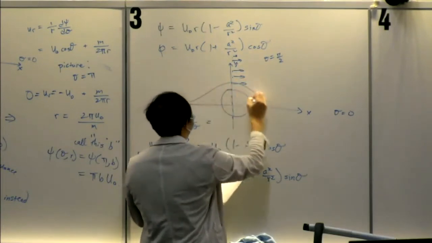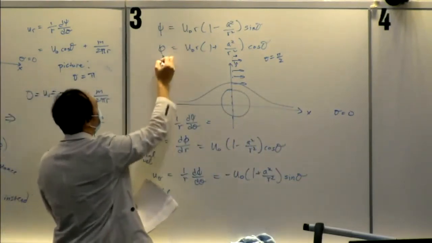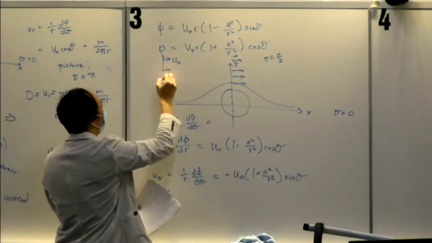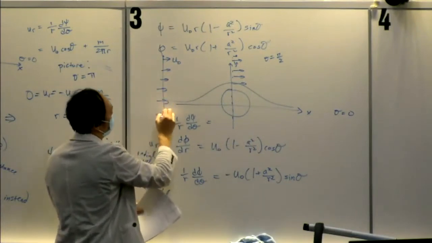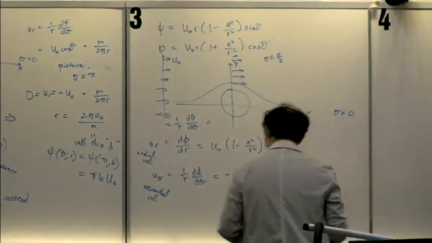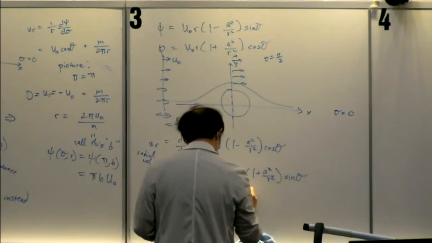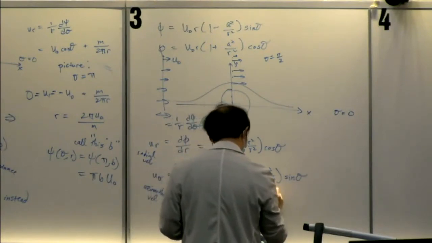And so the flow kind of looks like this. Out here, you can have speeds of U naught, and then they're going to hit this thing. At the surface of the cylinder, this is the part that's not physical about potential flows.